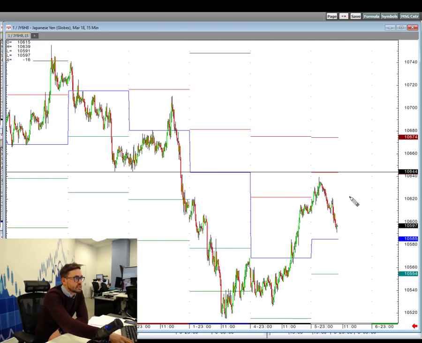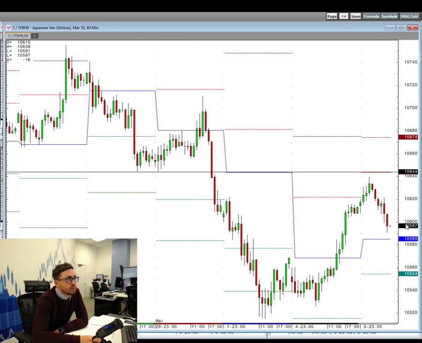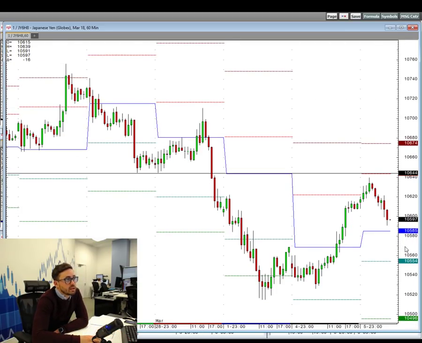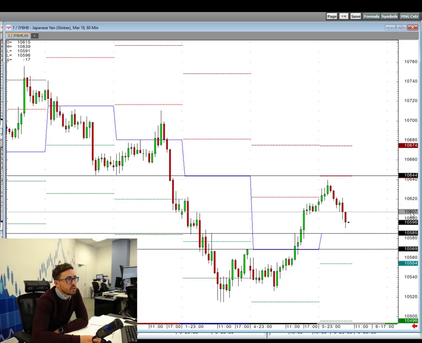In terms of levels that could act as support, the pivot areas could be quite interesting, or perhaps previous lows that we broke, previous highs that we broke through, to then act as support levels. But one to keep an eye on here for the dollar yen.